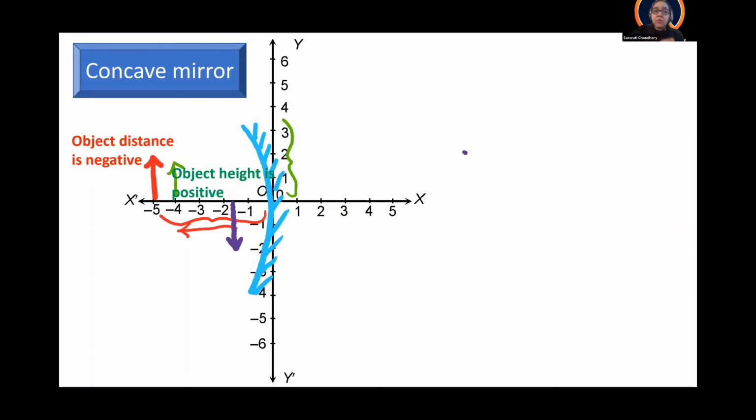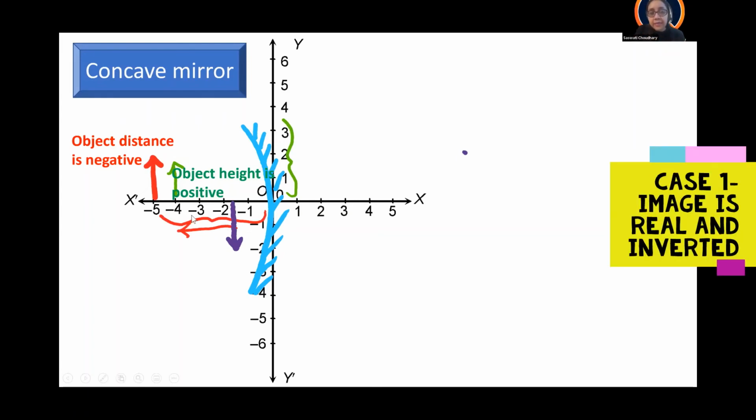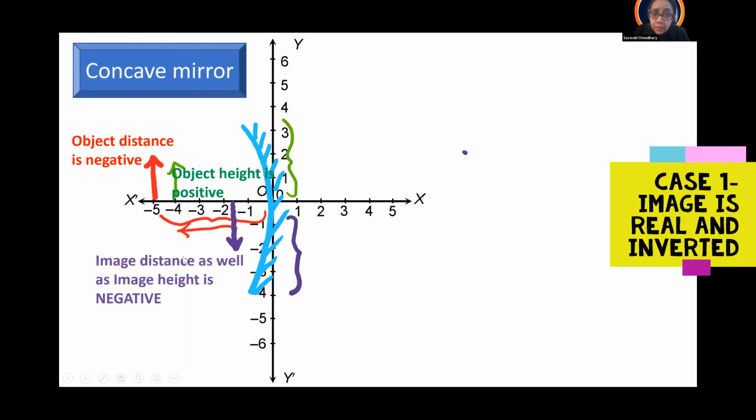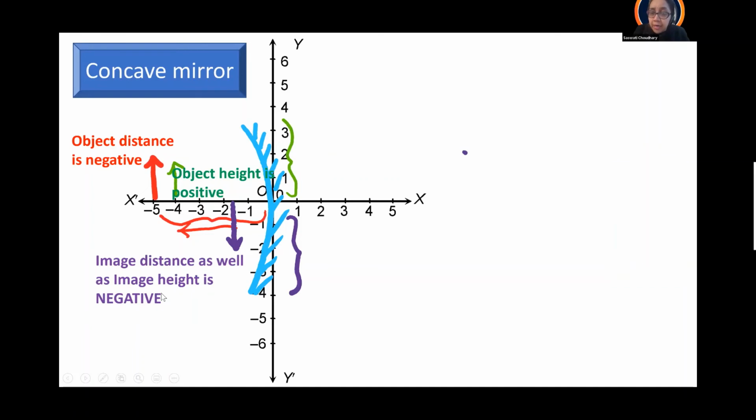Now the image for the concave mirror varies, right? So let's imagine the first case, that the image is real and inverted. Real and inverted means it is lying on the same side of the mirror, in front of the mirror, not behind. So you can see that it is moving towards the negative y-axis. So both the image distance and the image height will be negative for a concave mirror, since it's moving downward.